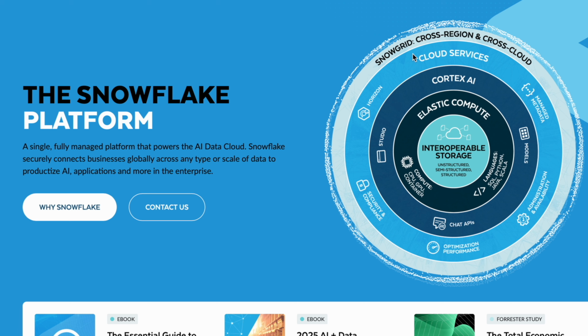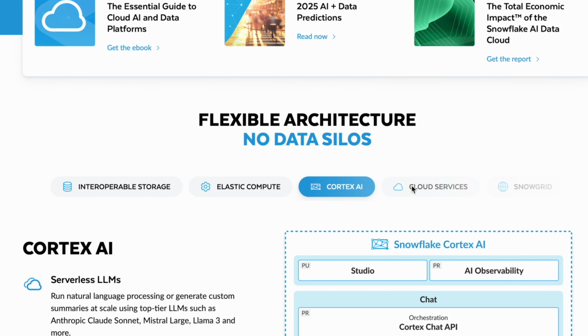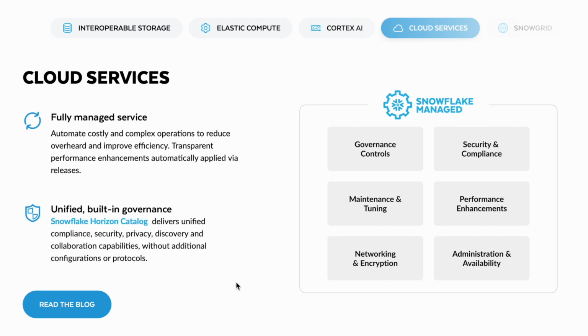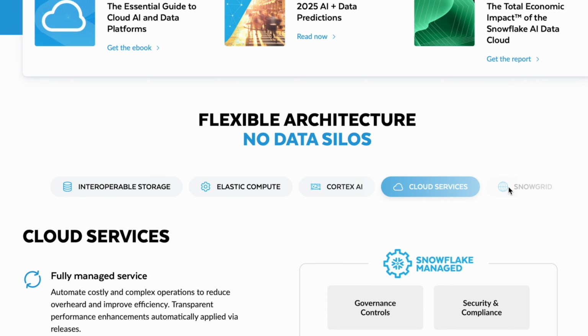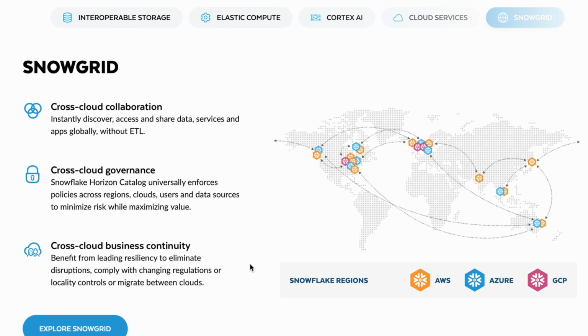And then around that layer, they have what they're calling cloud services. Now, cloud services is another kind of fully managed service layer where Snowflake is trying to help you with things like governance, security, privacy, and compliance across all of your data in a managed way. And then lastly, they have the SnowGrid layer, which is a global connectivity and collaboration layer that allows you to manage data in different Snowflake regions as one unified resource.